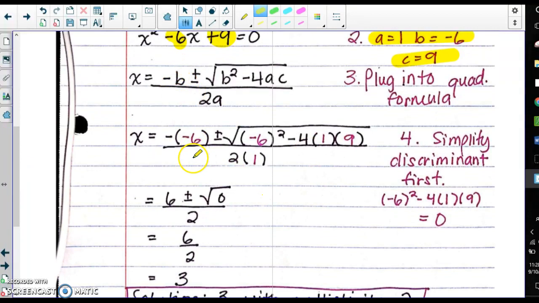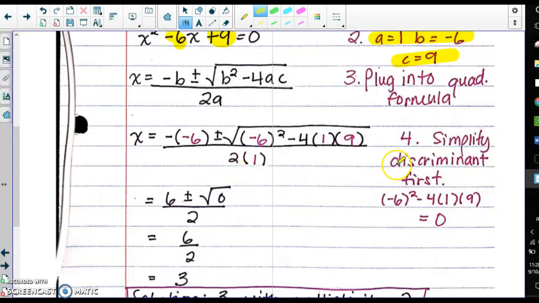So opposite B is going to give me opposite of negative 6 plus or minus the square root of B squared. That's going to give you negative 6 squared minus 4 times A. That's going to be minus 4 times 1 times C, which is 9. And then all over 2a, so that's going to become 2 times 1.